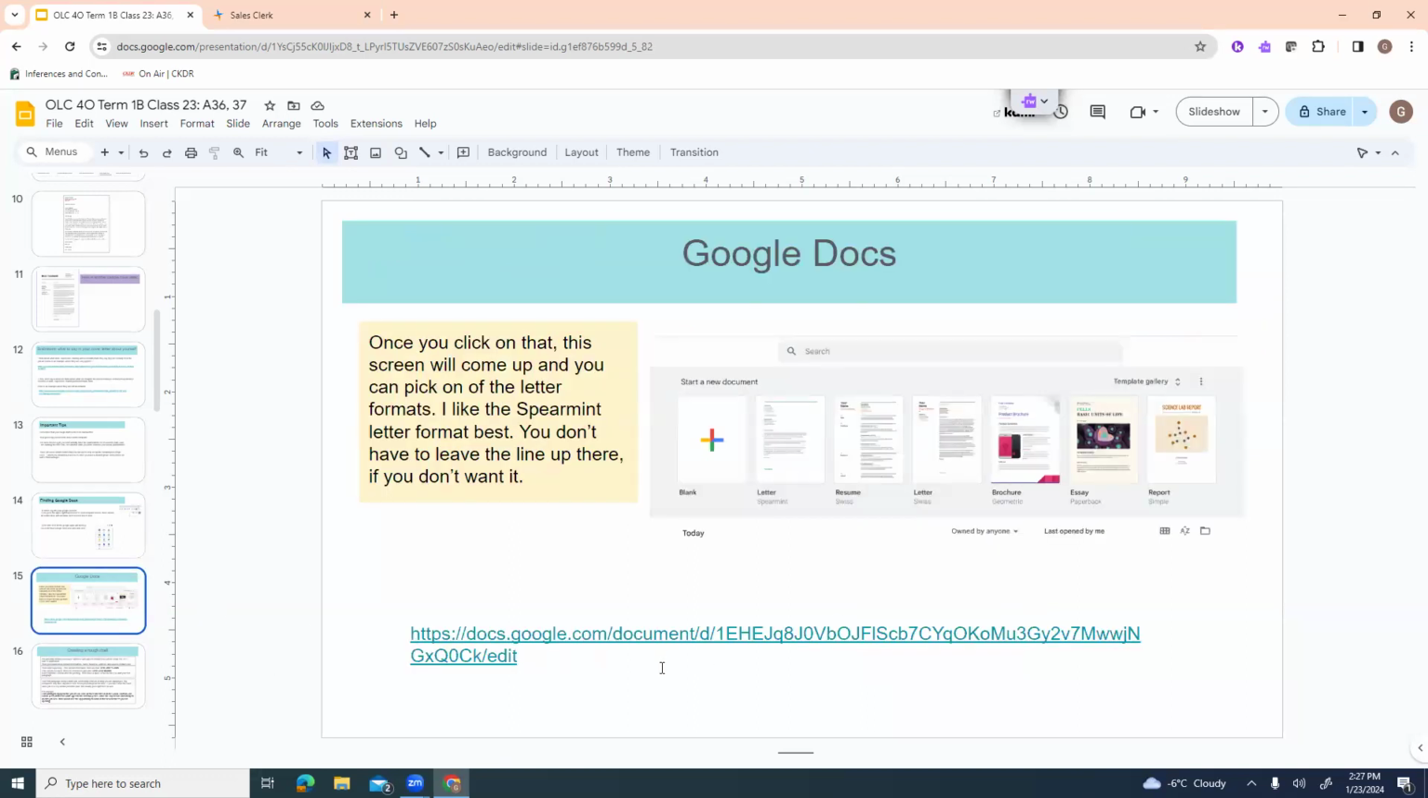So here's what you would see. They usually show you some possible templates that you might want to use. So here is a possible letter. Here's another possible letter. I like this one best. I just think it works really well. There's a green line there, but you don't have to leave the line there. You can always take it away.